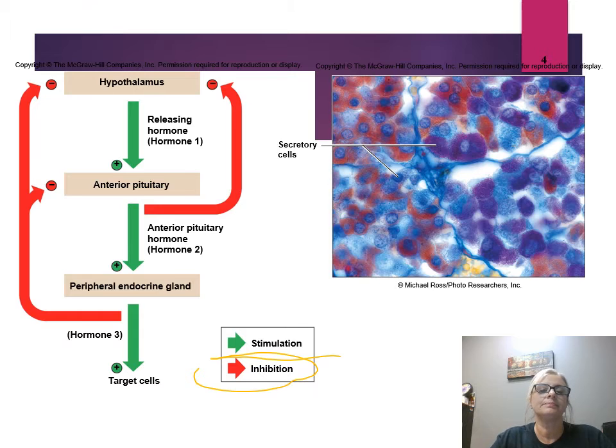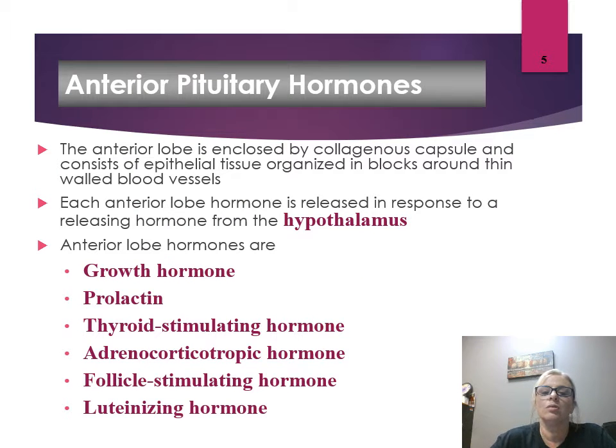So the anterior lobe is enclosed by a collagenous capsule that is made of epithelial tissue that is organized around thin blood vessels. Each lobe hormone is released in response to a releasing hormone coming from the hypothalamus. Epithelial tissues have secretory cells embedded in it. Growth hormone is going to act to enhance the movement of amino acids into cells, increase the rate of protein synthesis, and it can increase the rate of fat metabolism.